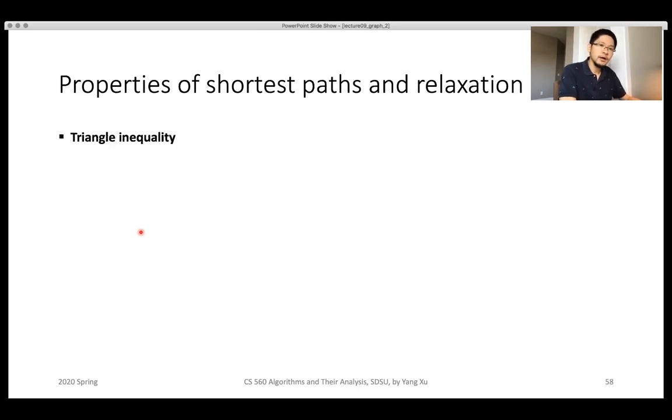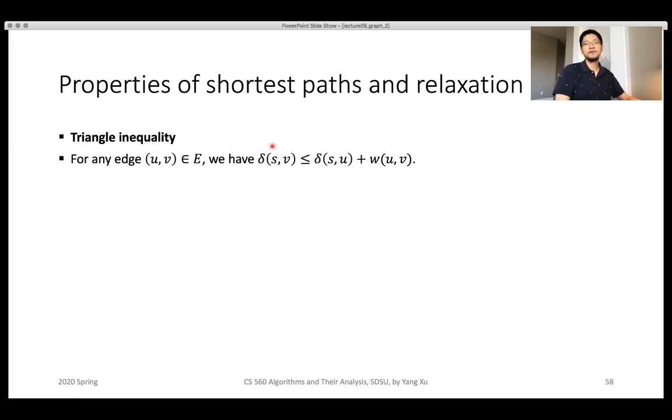Okay, so first of all, it is the triangle inequality. It basically says that for any edge, we must have that delta, the shortest path weight, which is the theoretical lower bound, the theoretically shortest path between S and V, should be smaller than or equal to the shortest path between S and U plus the edge between U and V.